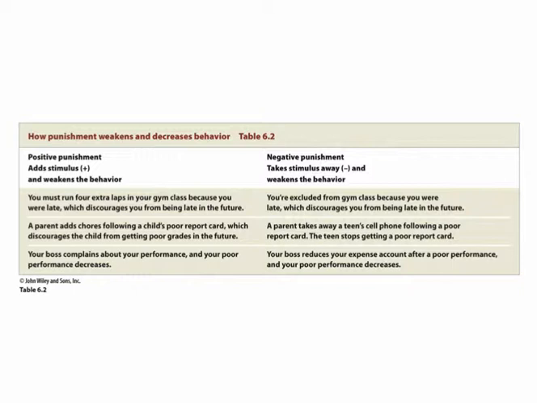for showing up late to gym class, if it decreases the likelihood that you will be late next time, would be an example of positive punishment, because you've applied something, you've added something, the extra laps, in order to decrease the behavior. On the other hand, being excluded from gym class because you were late, if that decreases the probability that you'll be late next time, would be an example of negative punishment, because you've just removed something. You've removed the individual from participating in gym class.